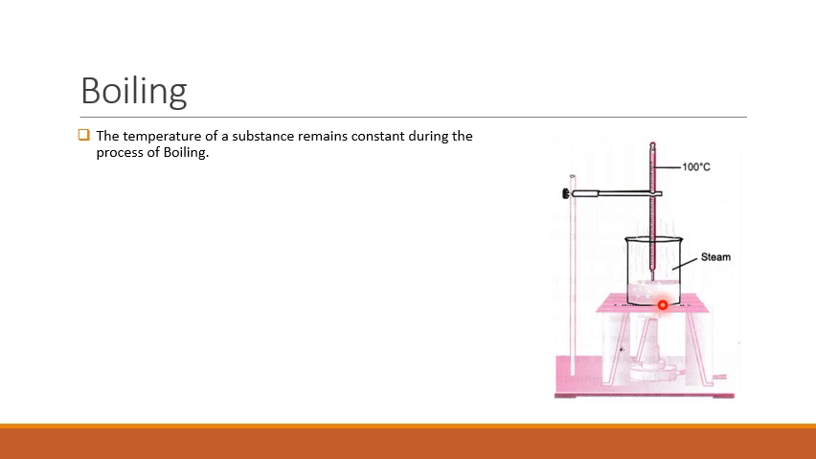So in this beaker, both water as well as steam is present and the temperature of the system is 100 degrees Celsius. Even if we keep on heating this water, the temperature does not change and it remains constant at 100 degrees Celsius till the whole water converts into steam. So now why does this happen?